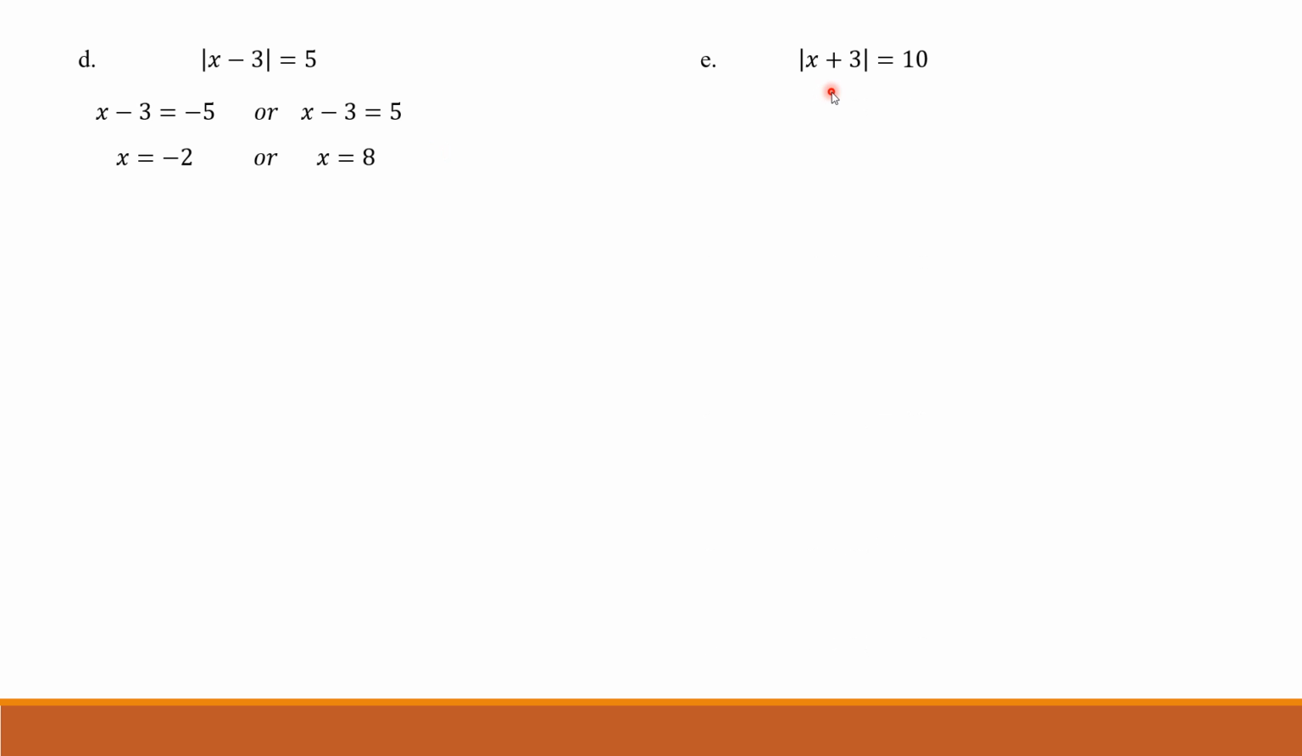Next example, I have absolute value of x plus 3 equals 10. The expression inside the bars is x plus 3, so I'm going to take that out and set it equal to negative 10. This is my negative case, or x plus 3 equals positive 10. That's the positive case. Then you solve each equation, and we'll need to subtract 3 from both sides on the negative case and also on the positive case. Subtracting 3 from negative 10, we get x equals negative 13. Subtracting 3 from positive 10, we get x equals 7.